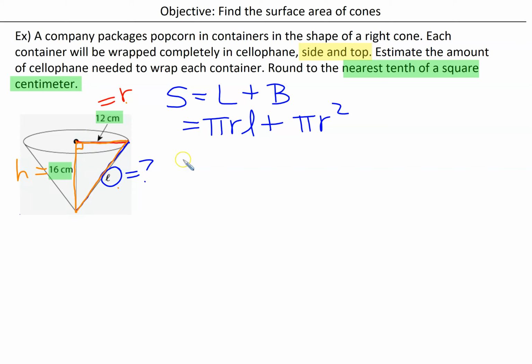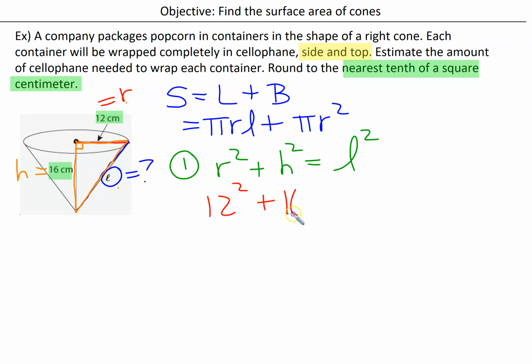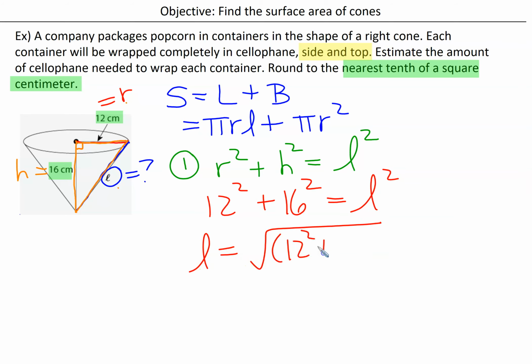So the Pythagorean theorem for a cone always actually is the radius squared plus the height squared equals the slant height squared. Our radius here, remember, is 12 centimeters, so we get 12 squared. Our height h is 16, so we get 16 squared equals L squared. Personally, I would recommend that you just take the square root and speed up this process and do the square root of 12 squared plus 16 squared in your calculator. But if you want to do it piece by piece, you of course can.